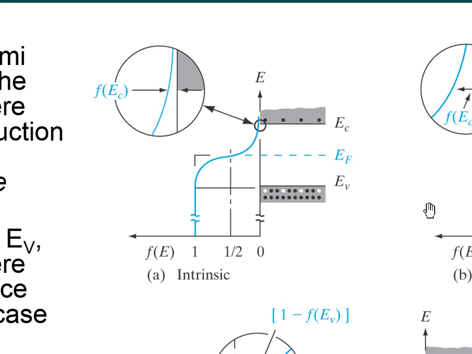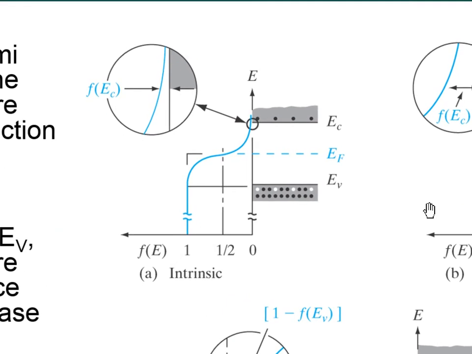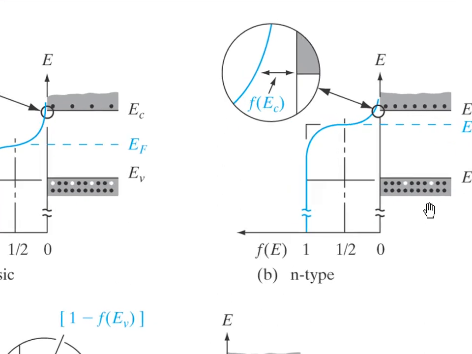All right, now moving on here. Any questions about the intrinsic diagram? So let's move on to here. This is the N-type.